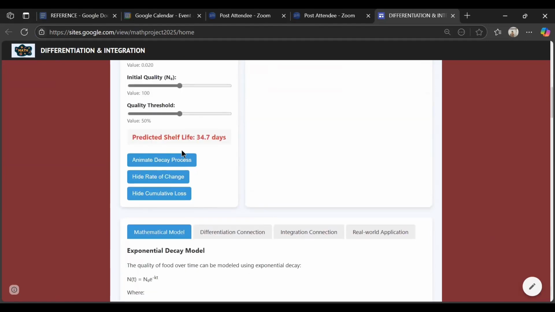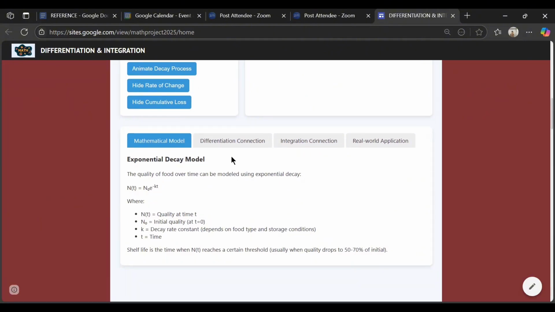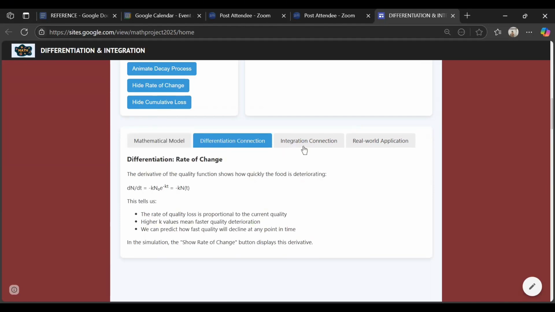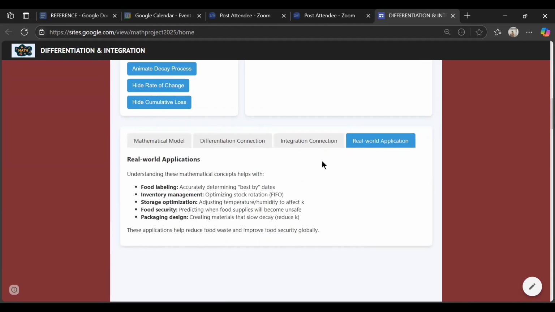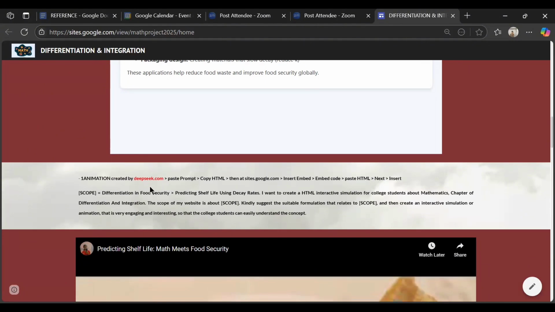Over here, based on all these numbers, the website calculates how many days the food will last before it reaches the quality threshold, which is the predicted shelf life of 34.7 days. At the bottom, we use a math formula to figure all this out. For a better understanding of this topic, we have differentiation connection, integration connection, and also real world application. And at the bottom, I also attached the prompt that I used to create this simulation, which is by deepseek.com.